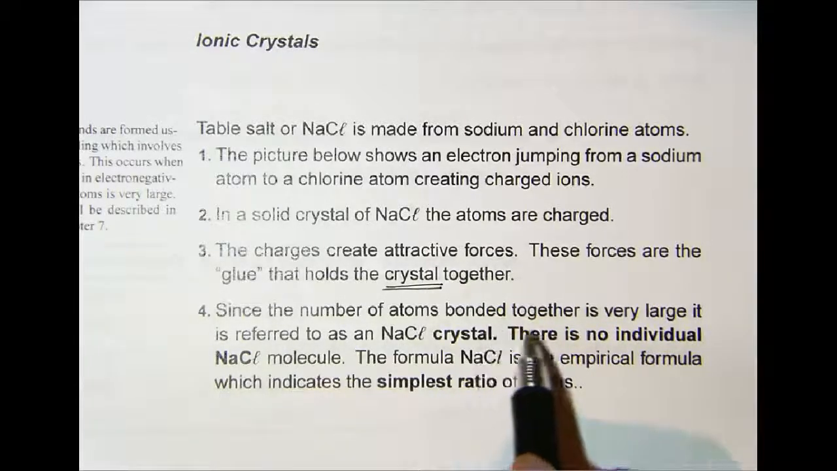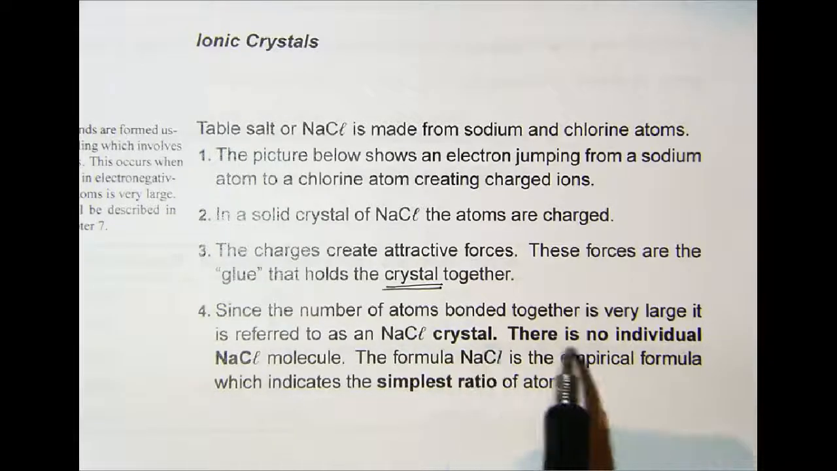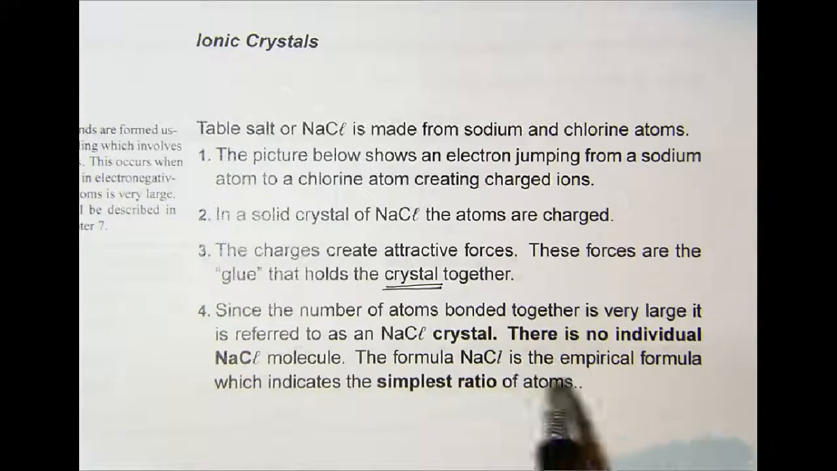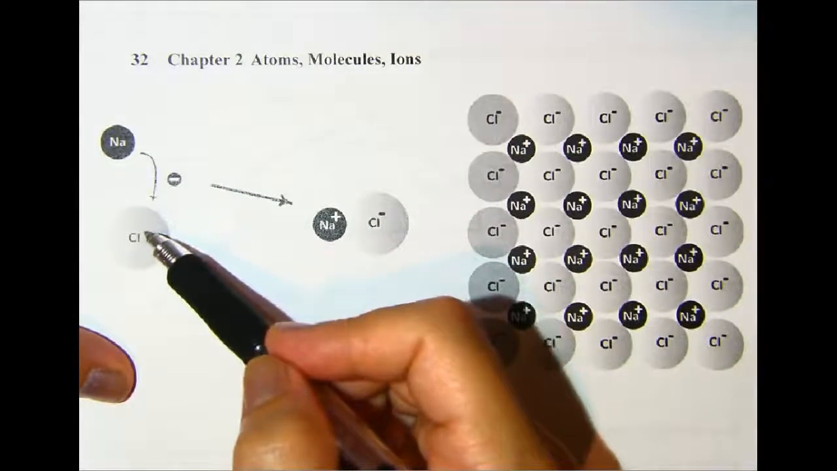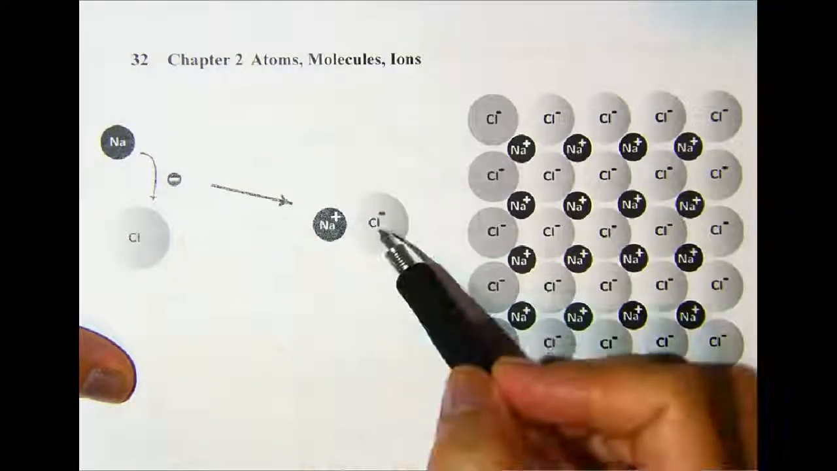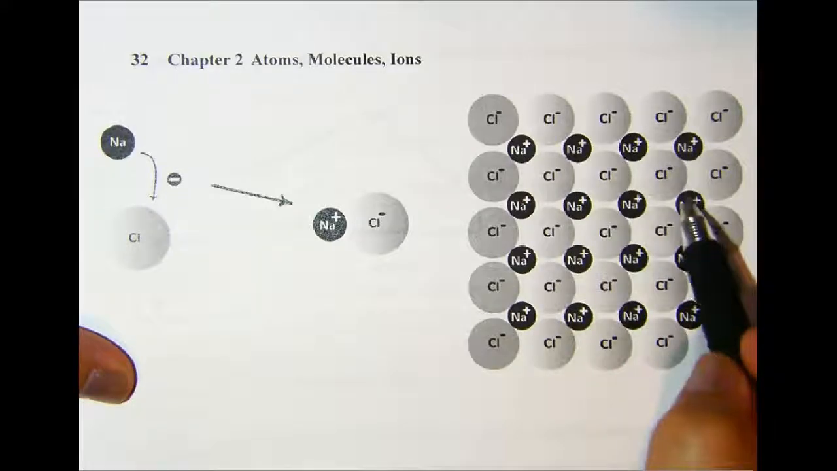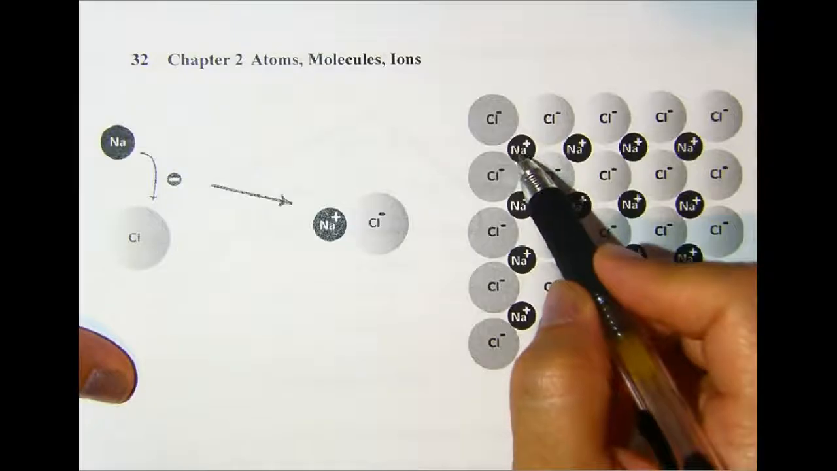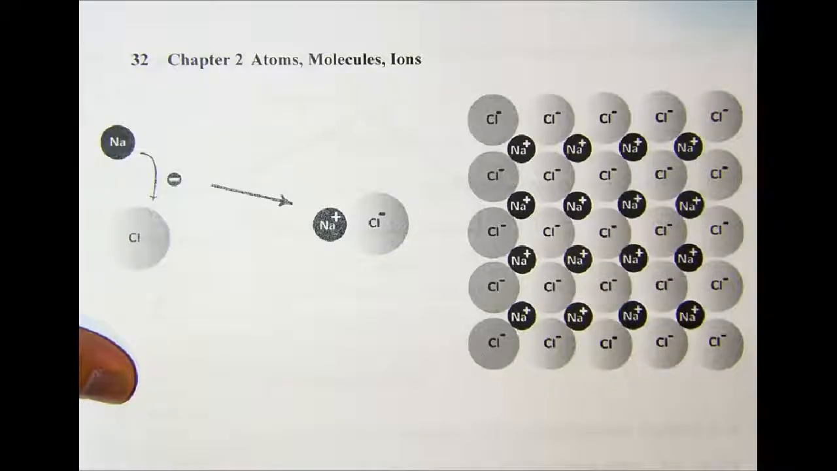Since the number of atoms bonded together is very large, it is referred to as a sodium chloride crystal. There is no individual sodium chloride molecule. The formula, NaCl, is the empirical formula, which indicates the simplest ratio of atoms. Here's the electron transferring from sodium to chlorine, which causes the sodium to become positive and chlorine to become negative, but there is no single molecule. They form a network called a crystal lattice, or you can just refer to it as a crystal. Notice the positive ion is surrounded by negative ions, and each negative ion is surrounded by positive ions.